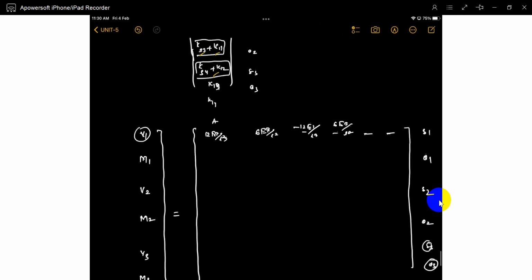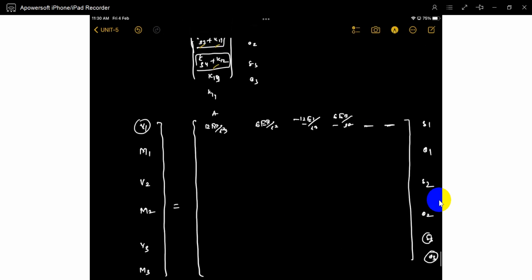So these two are kept as 0, 0, 0, 0. Same for M1: 6EI by L square, 4EI by L, minus 6EI by L square, 2EI by L. These two are kept.